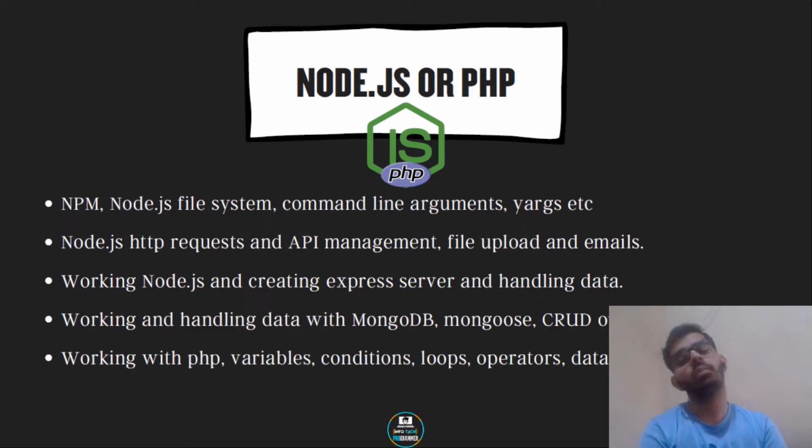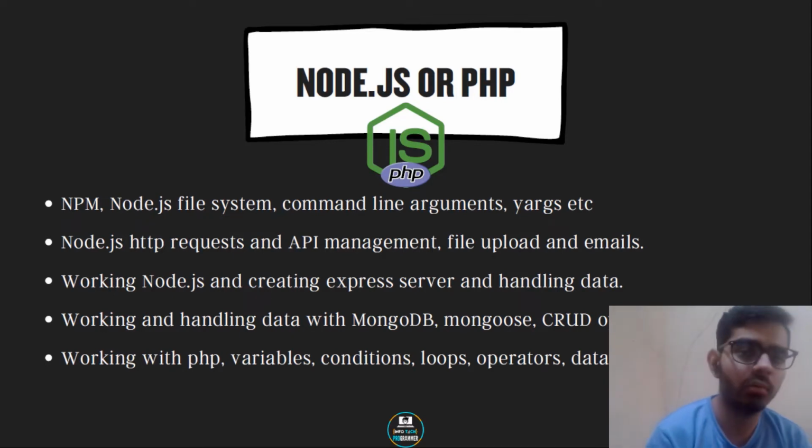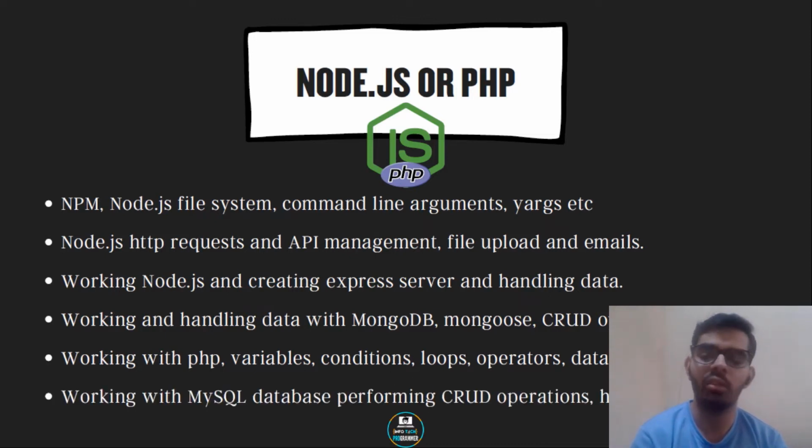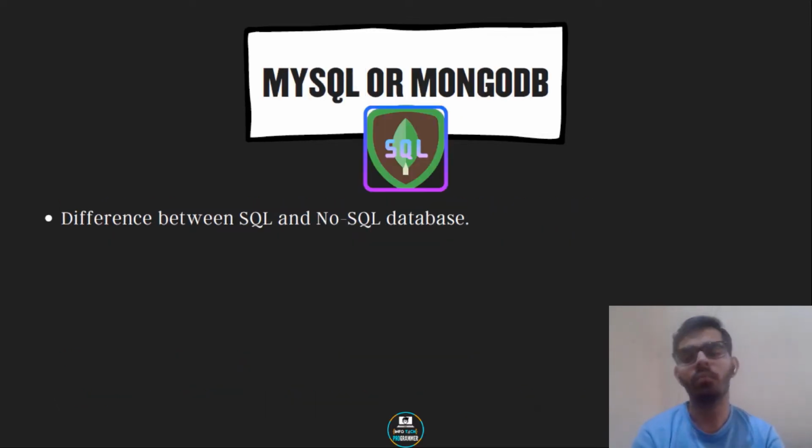After that, we are working with PHP also. If you don't want to work with Node.js and you want easy things, then you can start with PHP. Like working with variables, conditions, loops, operations, data files, etc. First of all, you will learn basic programming things, and then you will start with the MySQL database and perform CRUD operations. CRUD means create, read, update, and delete. And then you can also handle data using PHP, how to handle backend data and how to work with a database. This is all about backend, and now we will see how to work with databases.